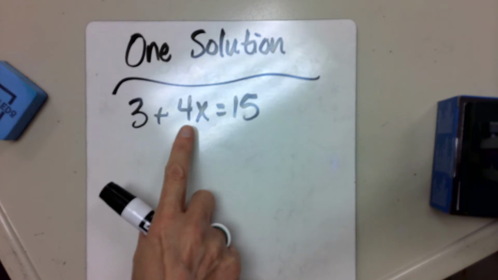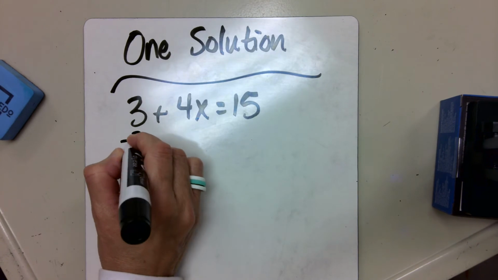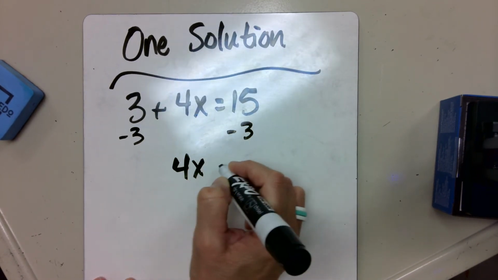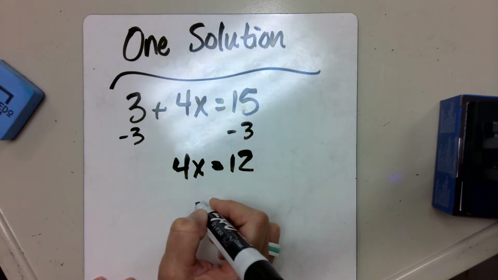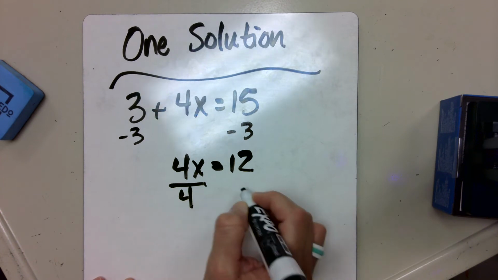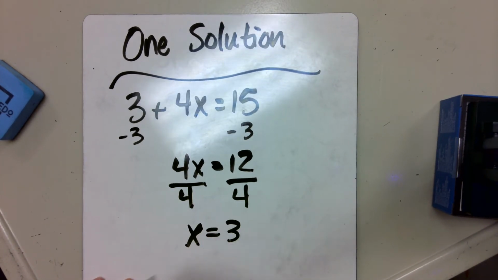So we're going to save this for last. So let's get rid of the 3. So we're going to subtract 3 on both sides. We'll end up with 4x equals 12. We're going to then get rid of the coefficient by dividing. Divide both sides by 4, and we'll end up with x equals 3.